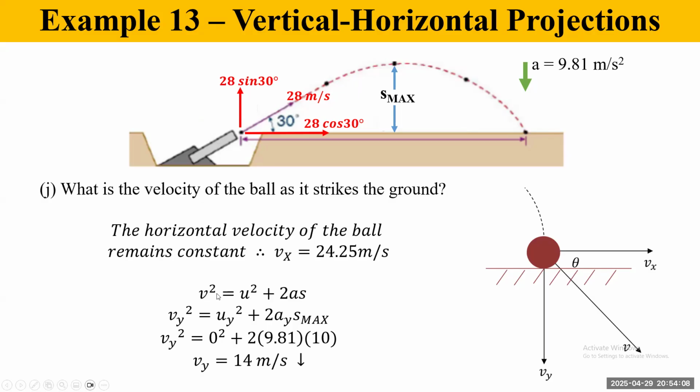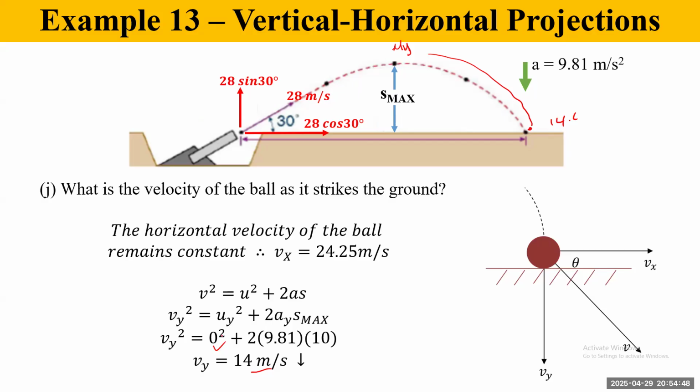This is the second formula, equation of motion: V squared equals U squared plus 2AS. You simply input that. The initial velocity up here is going to become your Uy, right? So your Uy is 0, and then it's going to be coming down. So the final one now is going to be 0 plus 2 times 9.81 times 10. So the Vy before it strikes the ground is going to be 14.